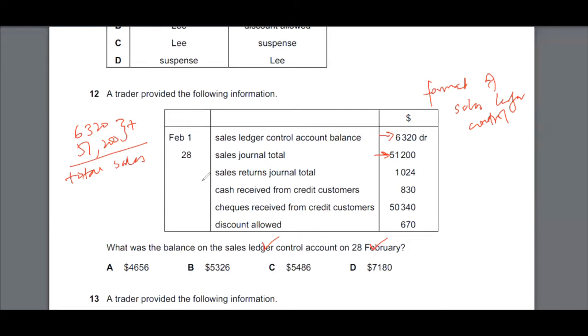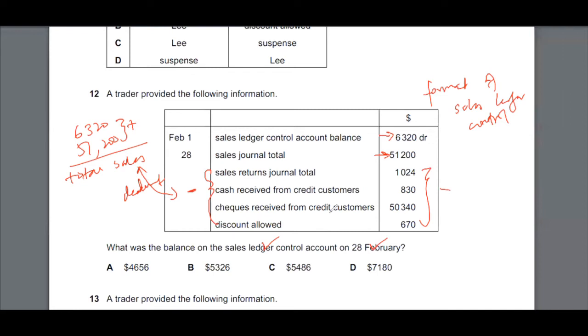Now, items that reduce the sales are basically all these. So you need to deduct these items from this total here: 6320 plus 51,200 minus all these items. Why do you need to deduct these? Because they reduce the sales amount. The sales return journal total reduces the sales. Cash received from credit customers also reduces it. It doesn't reduce the revenue, but it reduces the amount on the sales ledger because that cash has been received.